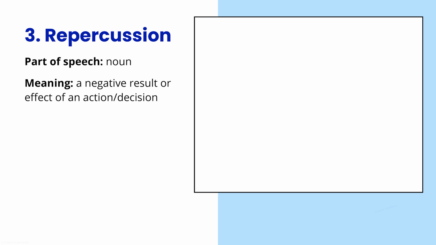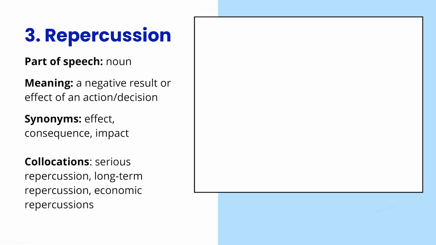Moving on to the third word now, which is repercussion. Repercussion. This is a great word and it's a noun. It simply means a negative result or effect of an action or decision. And that's really important to remember. Repercussion is talking about a negative result. Here are some synonyms: effect, consequence, and impact.